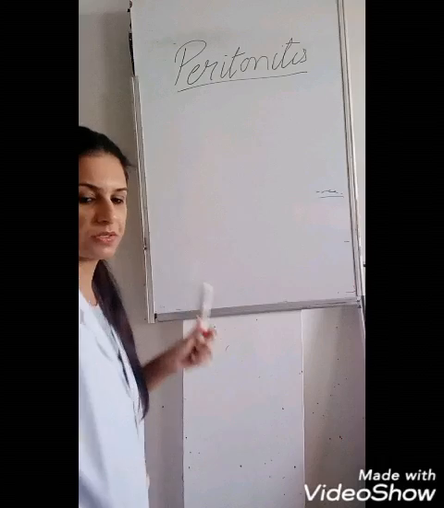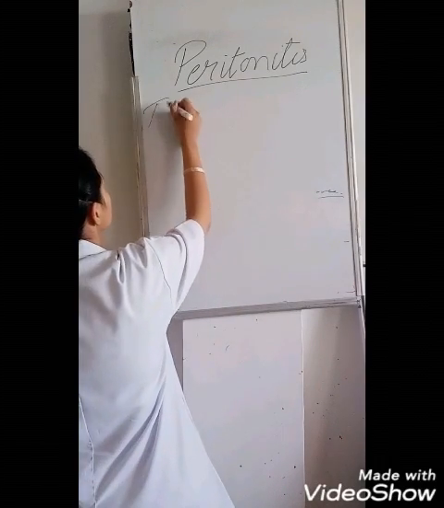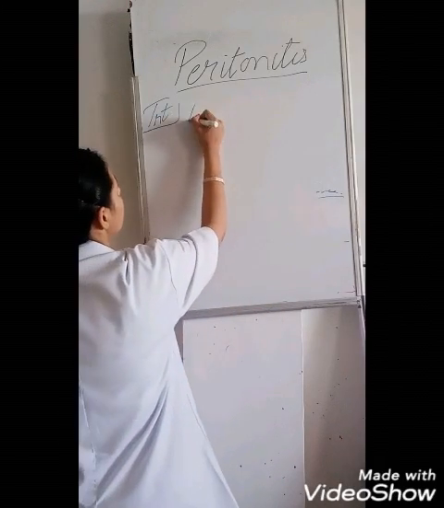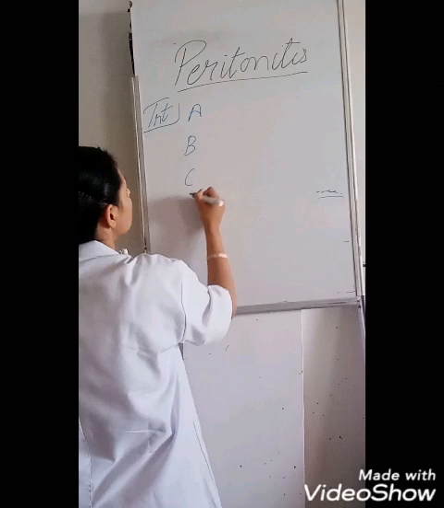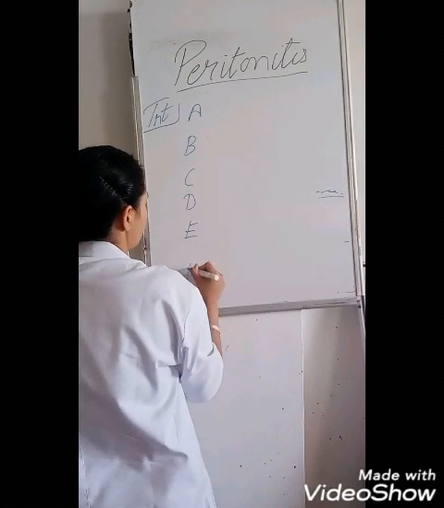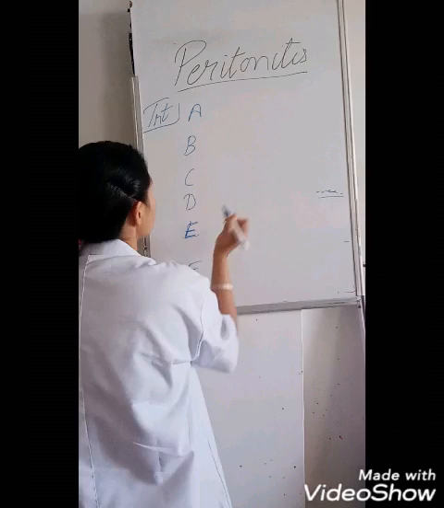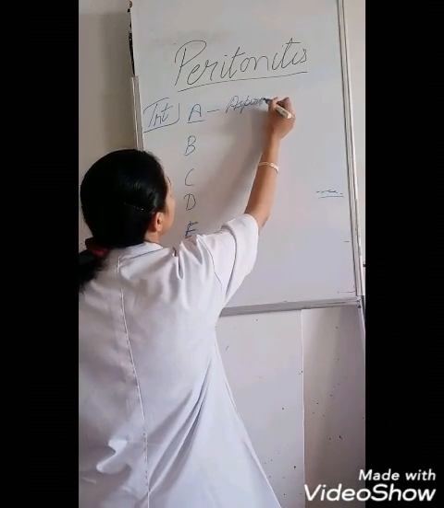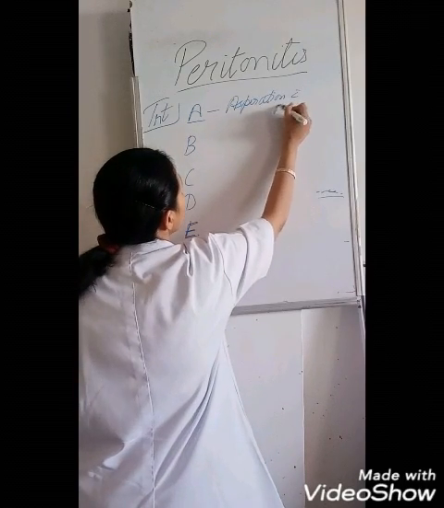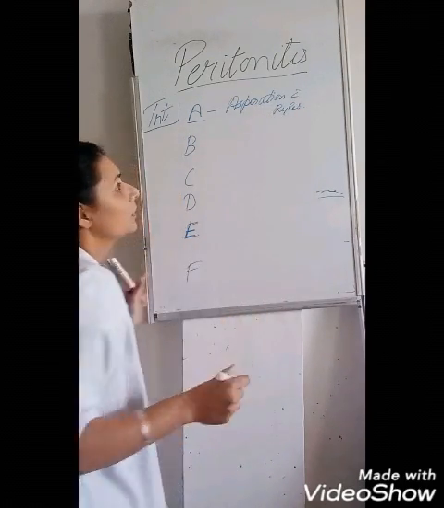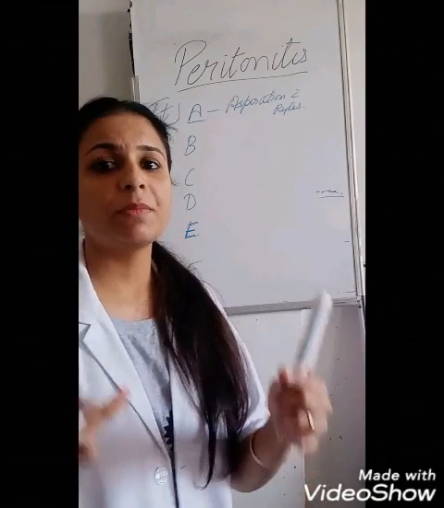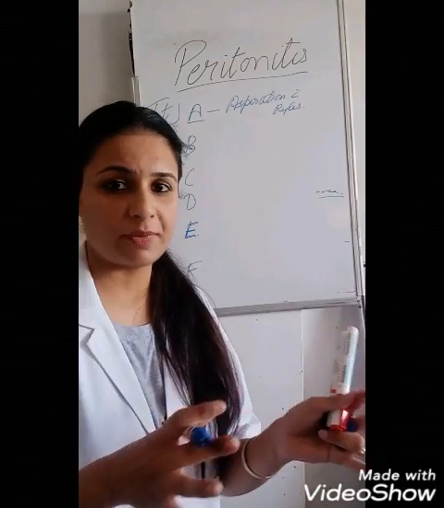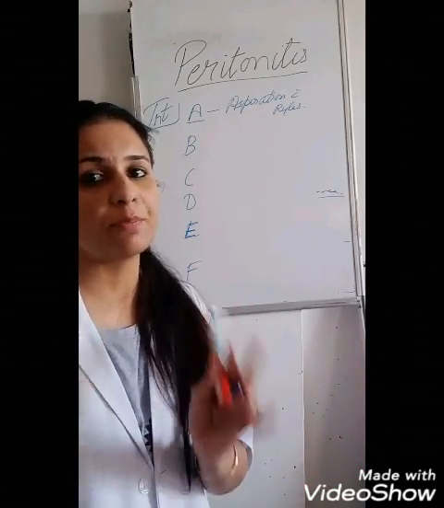These were the investigations. Now in treatment, just remember the treatment by ABCDEF. In A, aspiration with Ryle's tube. Because there is too much fluid in the peritoneum, that is resulting in distension of the abdomen, and third space volume has reduced, that resulted in hypovolemic shock.